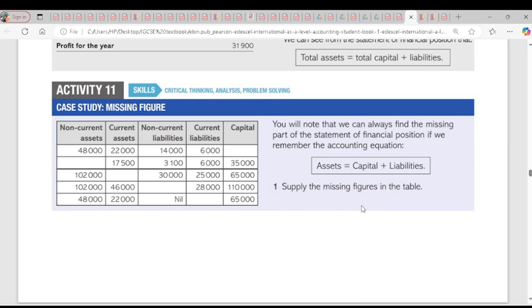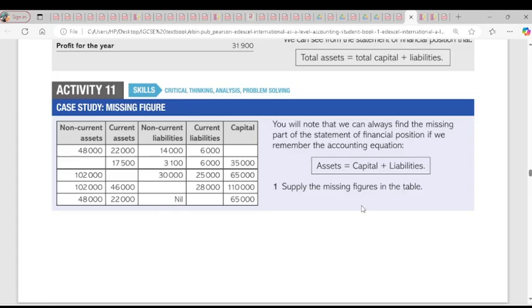The non-current liabilities, we have the sum of the total assets minus the addition of current liabilities plus capital. So that is 148,000 minus 138,000. Then we have our non-current liabilities to be 10,000. Then we have the last one, which is current liabilities. For current liabilities, it is non-current assets plus current assets minus capital. So it is 70,000 minus 65,000, which is 5,000.